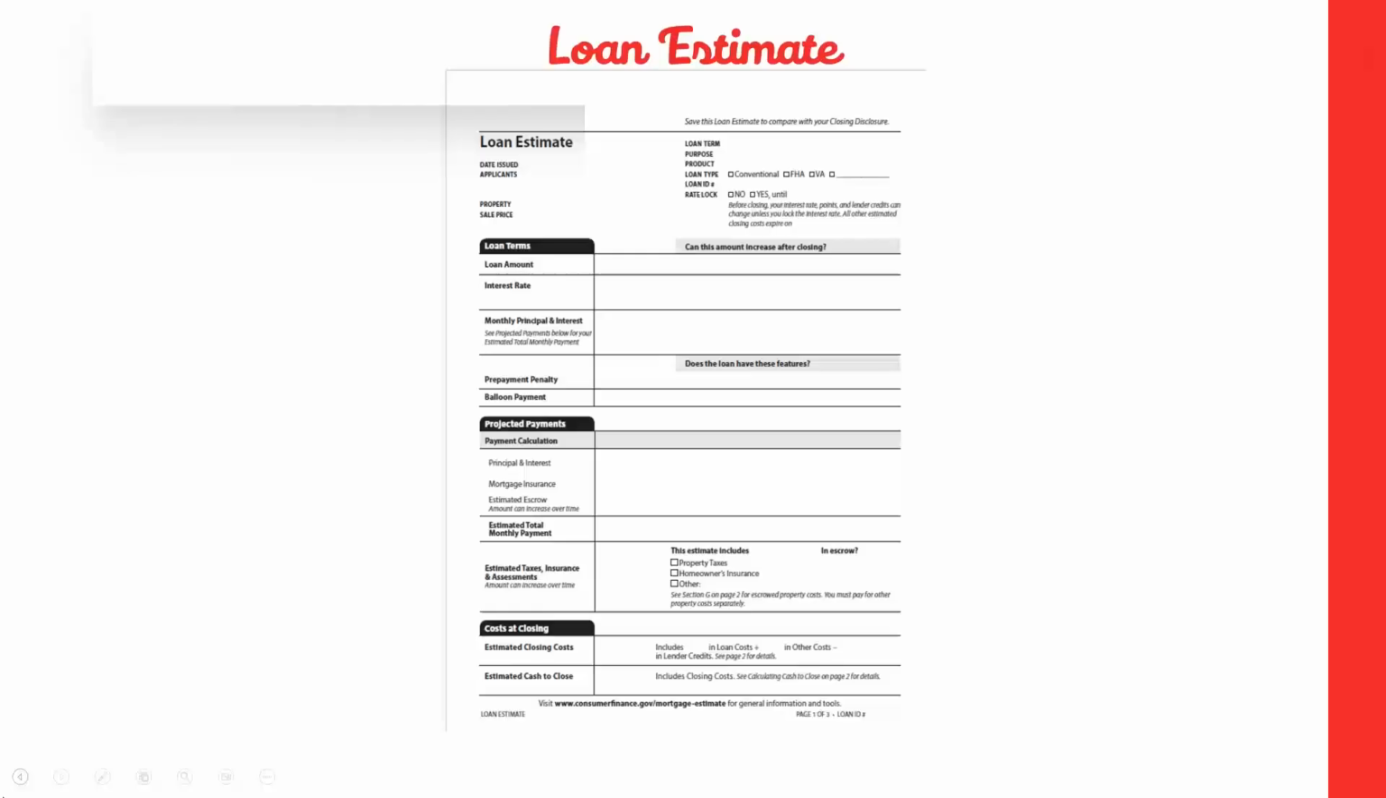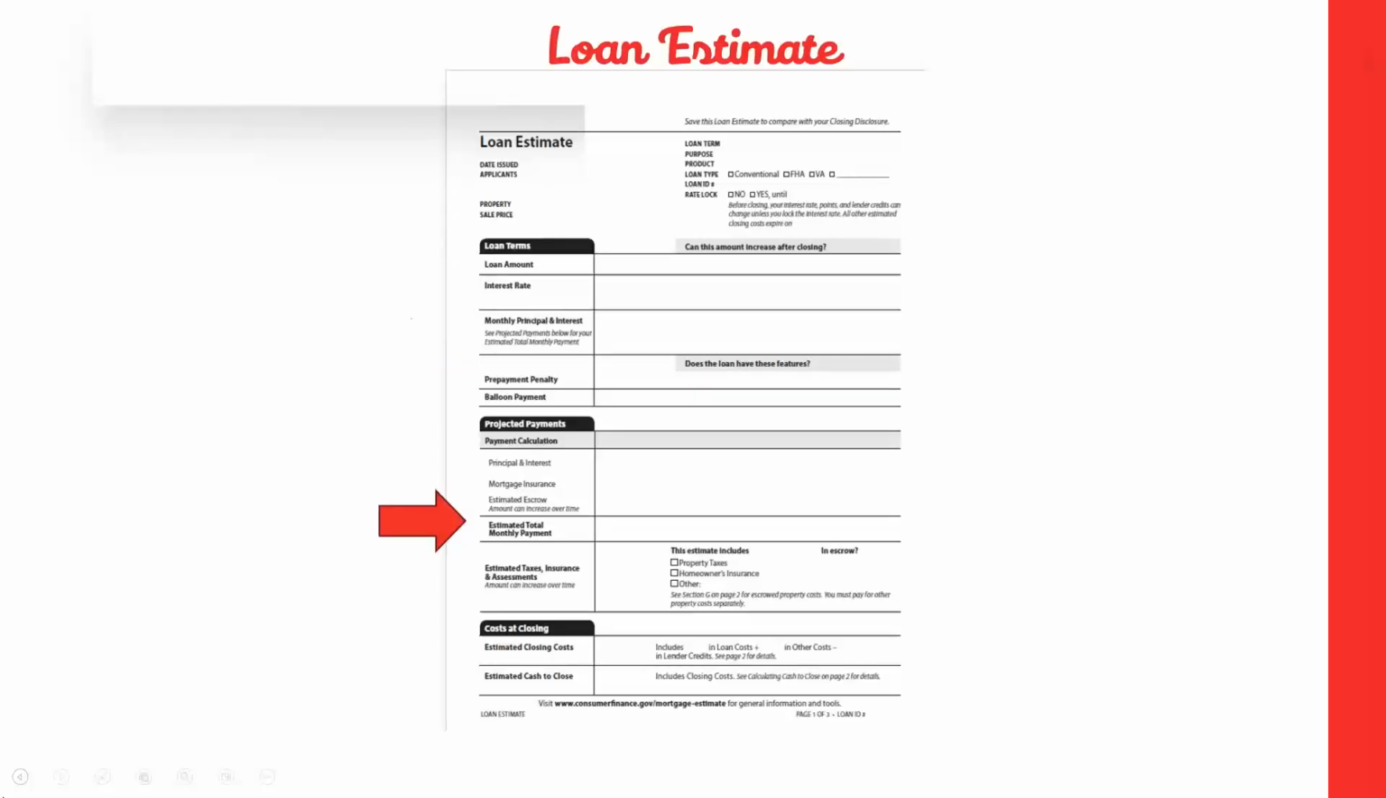This top section goes over your information as the borrower and the lender information. So it'll show the date issued, the property address, the sales price of the home, the loan term, the loan purpose and product, what type of loan it is, whether it's conventional, VA, FHA, as well as if the rate is locked or not. The second section goes over loan terms. So the loan amount of how much you're borrowing, the interest rate of the loan, the monthly principal and interest, as well as prepayment and balloon payment information.